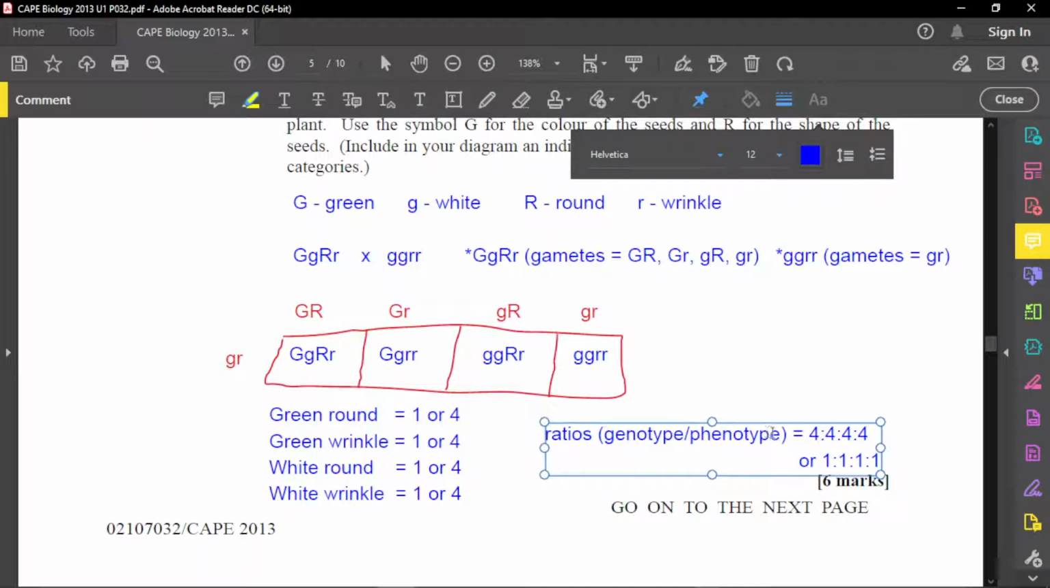The ratios now will be 4 to 4 to 4 to 4 if you have the 16 boxes, or if you have the reduced version, it'll be 1 to 1 to 1 to 1. All right, because all the rows that follow will also be exactly the same as the first row. So that will be your ratio right there, and also your phenotype. As a matter of fact, for this, your phenotype ratio and the genotype ratio will be the same. They are both the same thing.